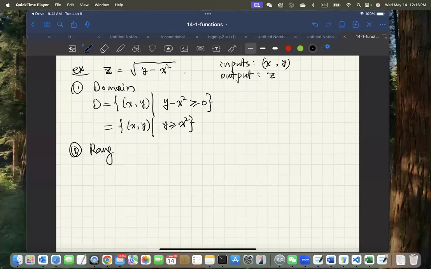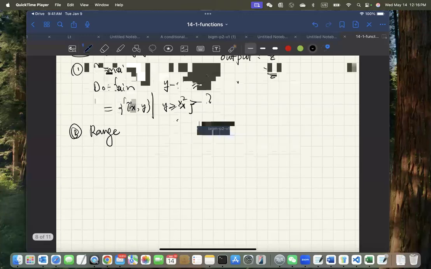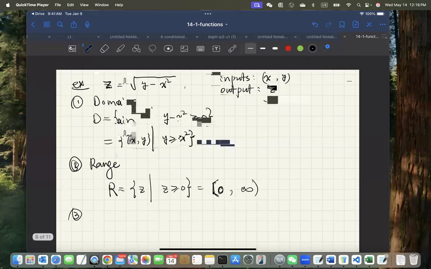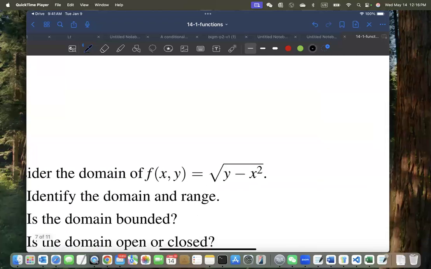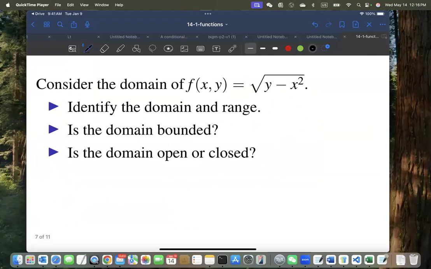For the range, again, it comes from the square root. The square root of anything cannot be negative, so we can formally write the output variable as z greater than or equal to 0. Another notation for this is the interval from 0, where the bracket means including this endpoint, to infinity. All right. Is the domain bounded?